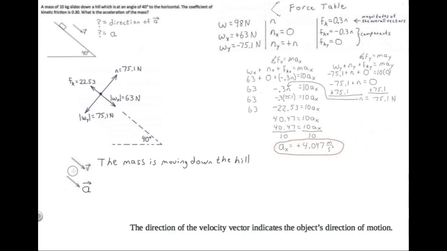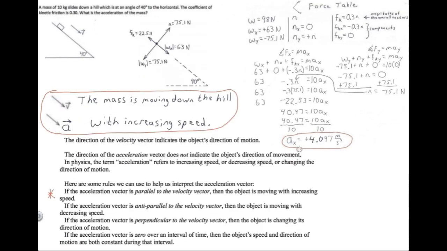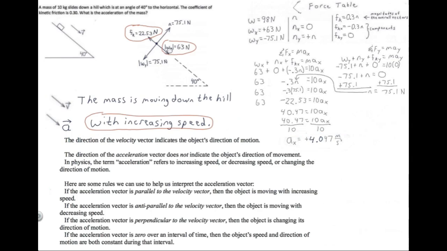On this problem, the velocity vector is pointing parallel to and down the hill, because the mass is moving parallel to and down the hill. We found that the acceleration vector is also pointing down the hill. That means that on this problem, the acceleration vector is parallel to the velocity vector, which means that the object is speeding up. In this problem, W sub x is trying to speed up the mass.